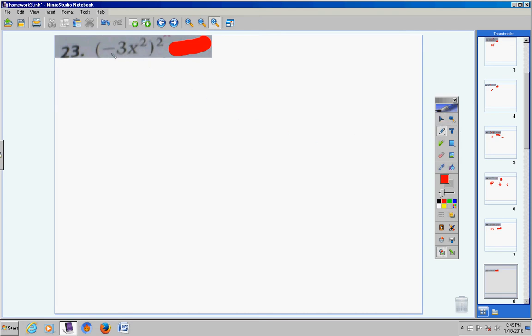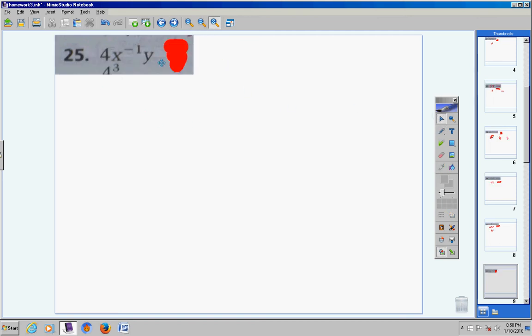This negative 3 is inside the parentheses, and this 2 is on the outside. So this negative 3, this entire thing inside the parentheses, is being raised to the second power. 1 times 2 is 2. And then 2 times 2 is 4. Okay, now, negative 3 times negative 3 is positive 9. 9x to the 4th. Be very careful with your signs.